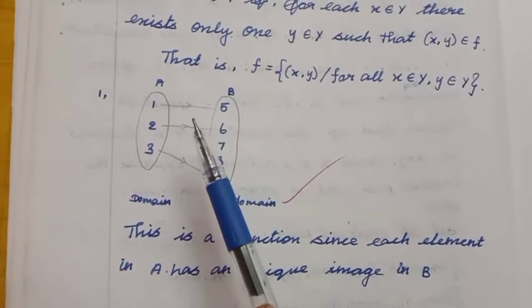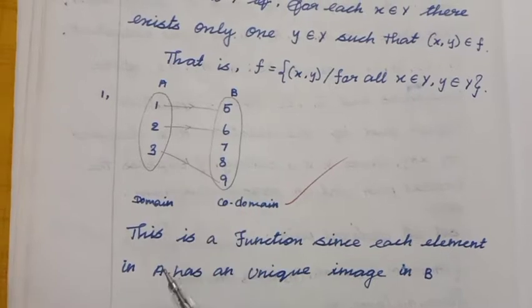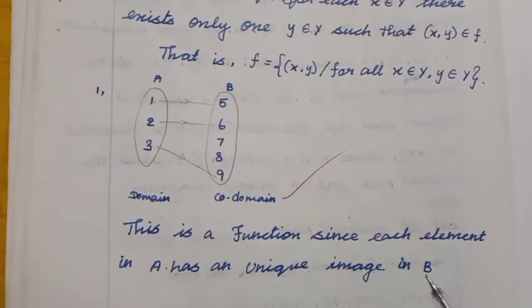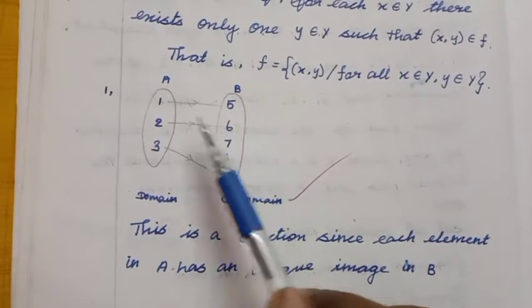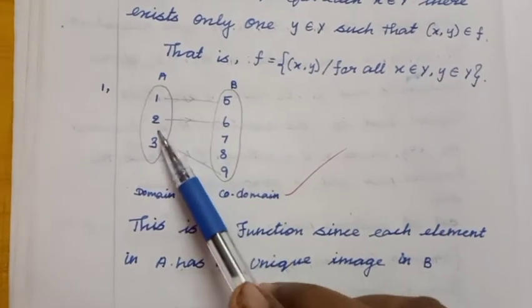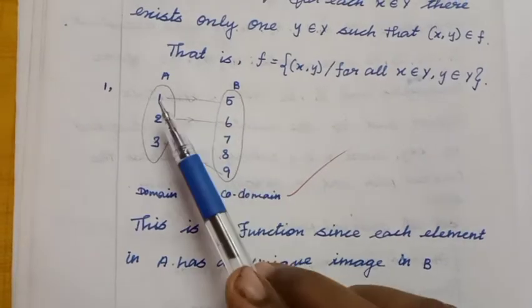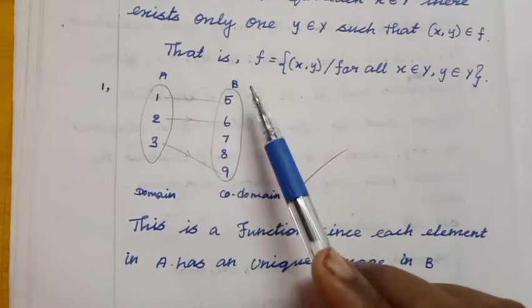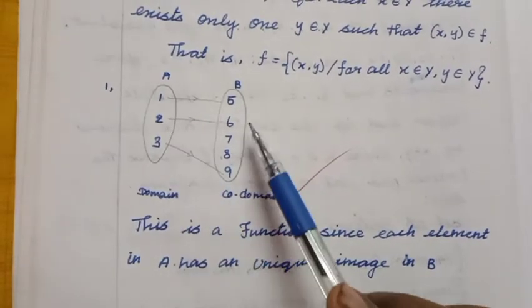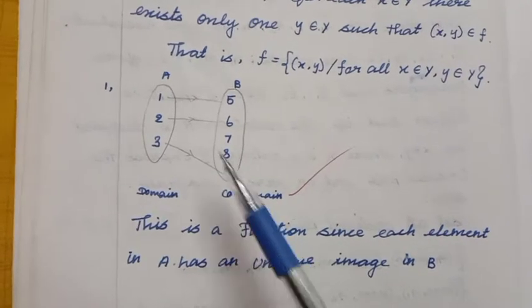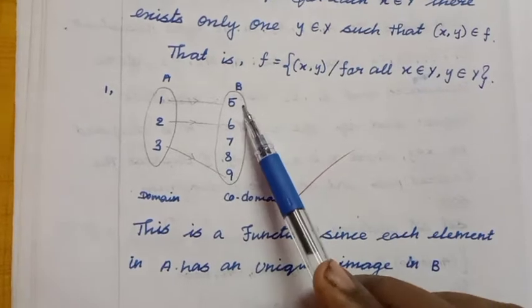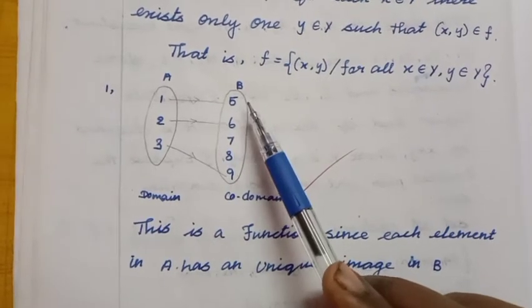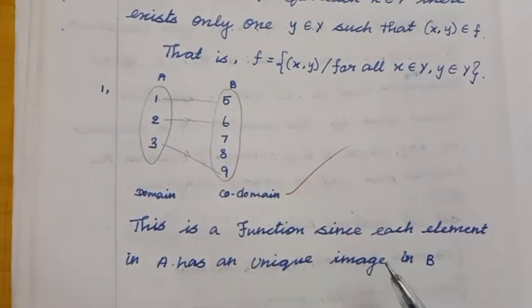This mapping is called a function since each element in A has a unique image in B. The elements have their images: 1 maps to 5, 2 maps to 6, 3 maps to 9. So each element in A has a unique image, that is, only one image. This is called a function.